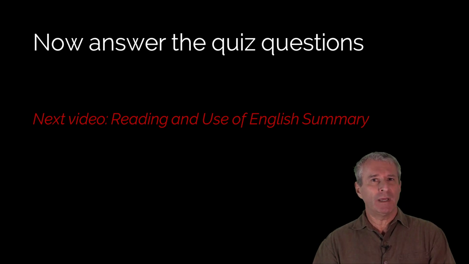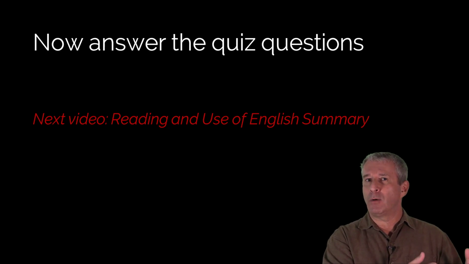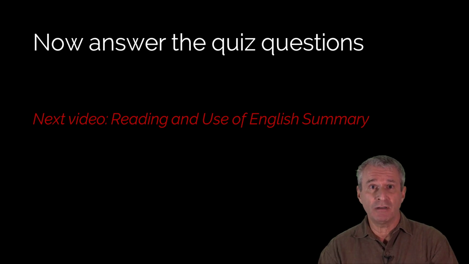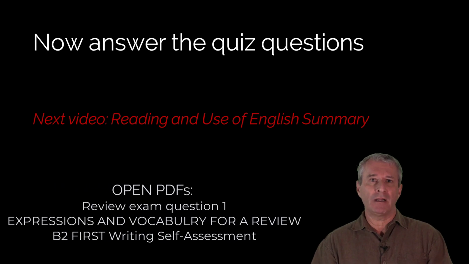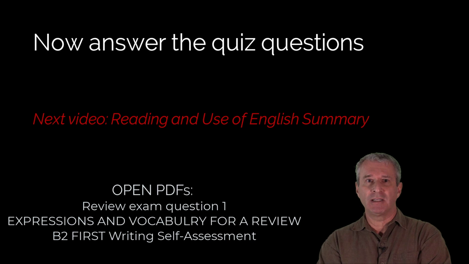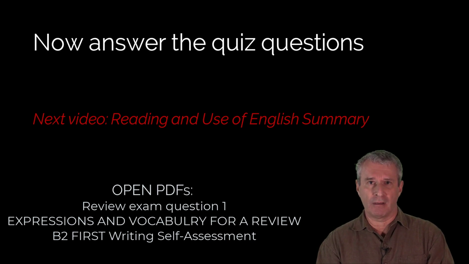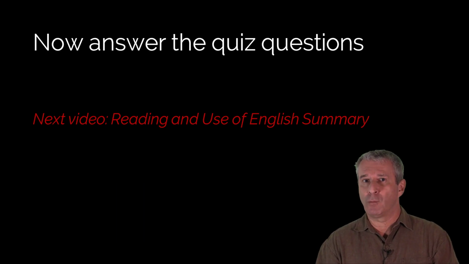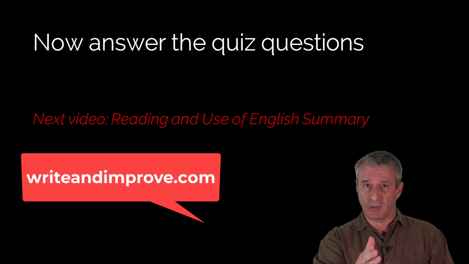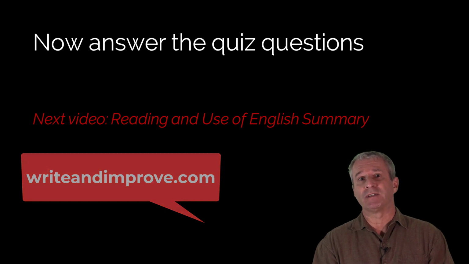As usual, take the quiz for this lesson and check your answers. Remember, you can always go back and watch this video as many times as necessary. In the support section, there's an exam question that you can answer and some expressions you can use in a review. Also, there's a self-assessment sheet for you to check your writing with. And don't forget to take advantage of the Cambridge Write and Improve website to get free AI-based feedback on your writing, and you'll see a review question on their website.